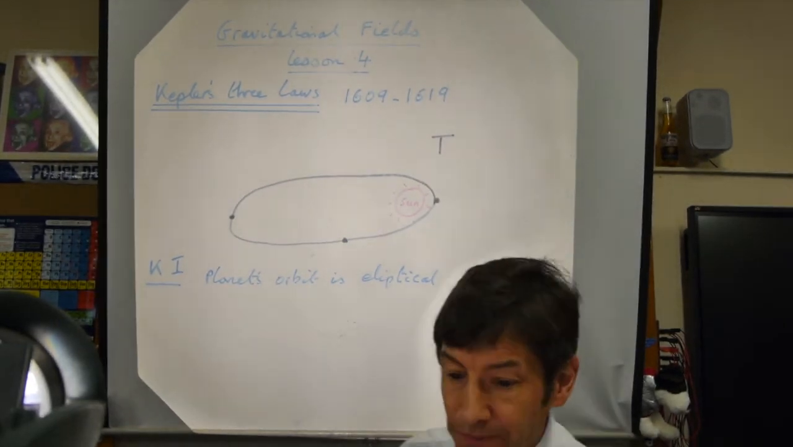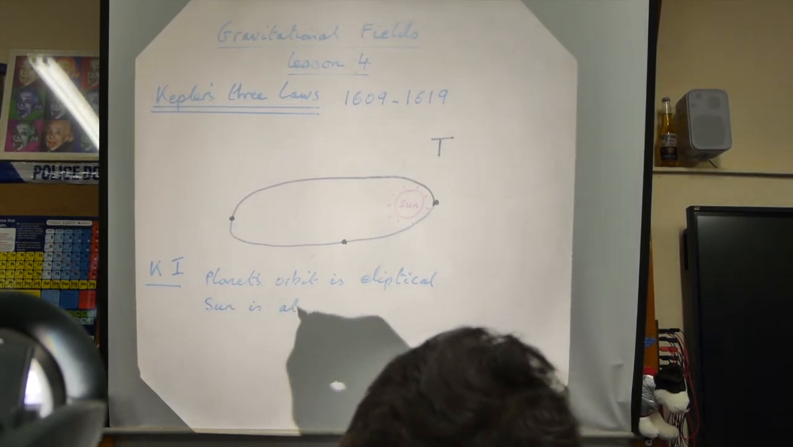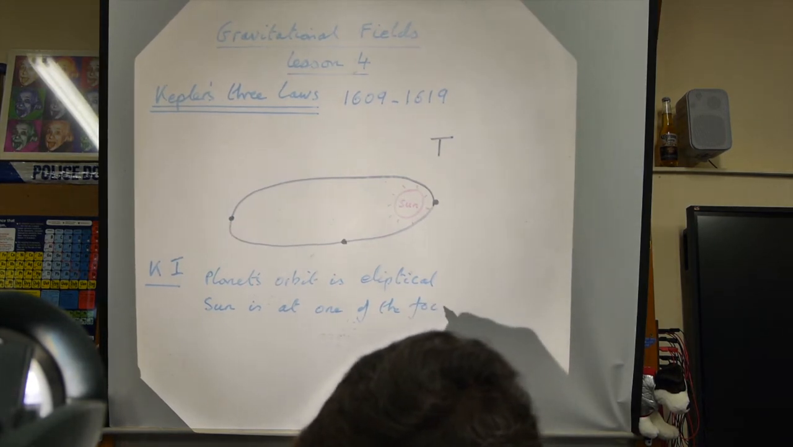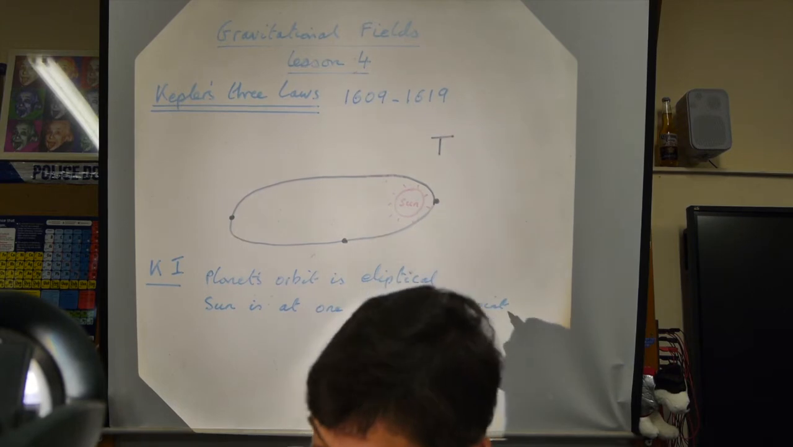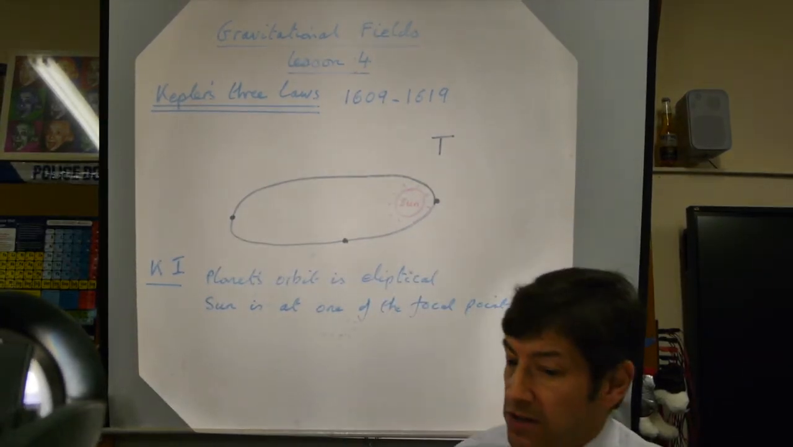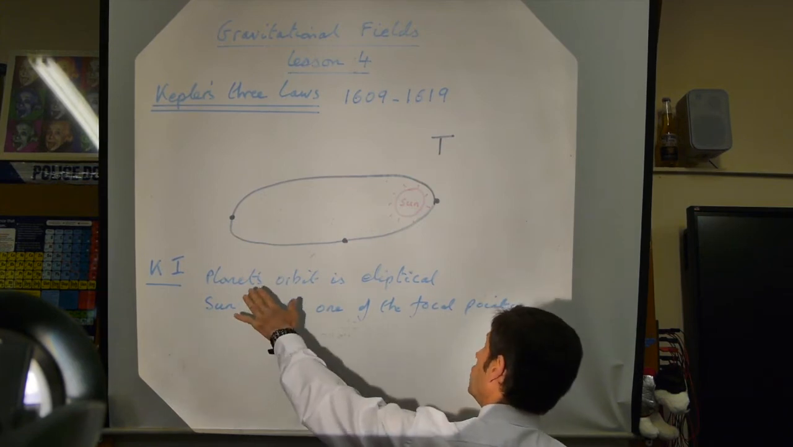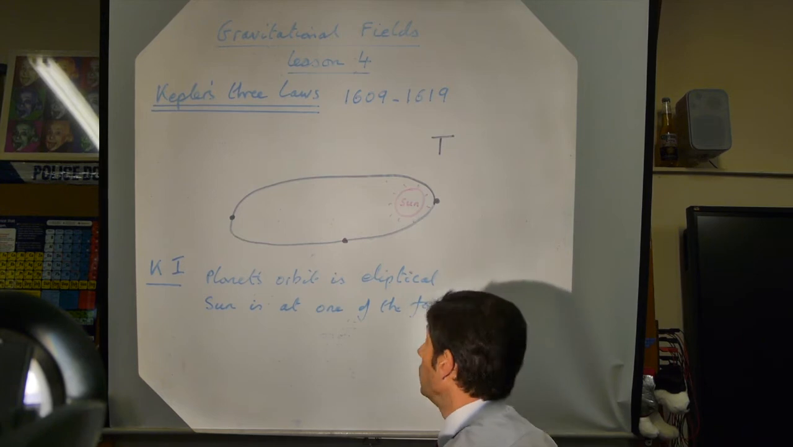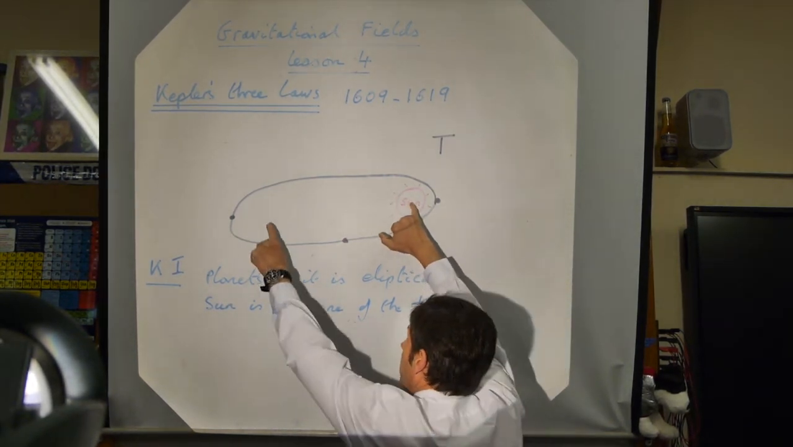But secondly, he pointed out that the Sun is at one of the focal points of the ellipse. So Kepler's first law: a planet's orbit is always elliptical, and the Sun will always be at one of the foci of the ellipse.